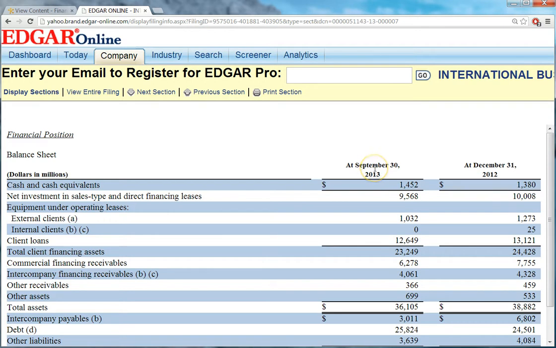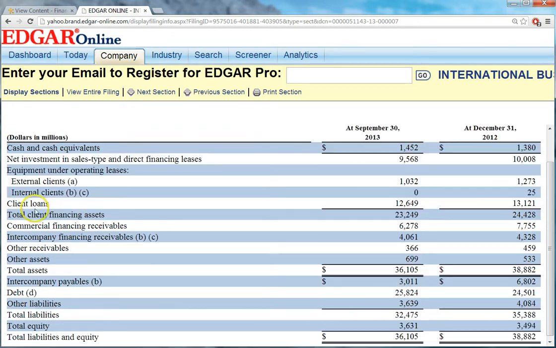Now remember, the balance sheet is a rolling accumulation of assets, liabilities, and shareholders' equity. And so we can take a balance sheet snapshot on any given day of the year that we want. And in this particular case, their quarter year end is September 30th.